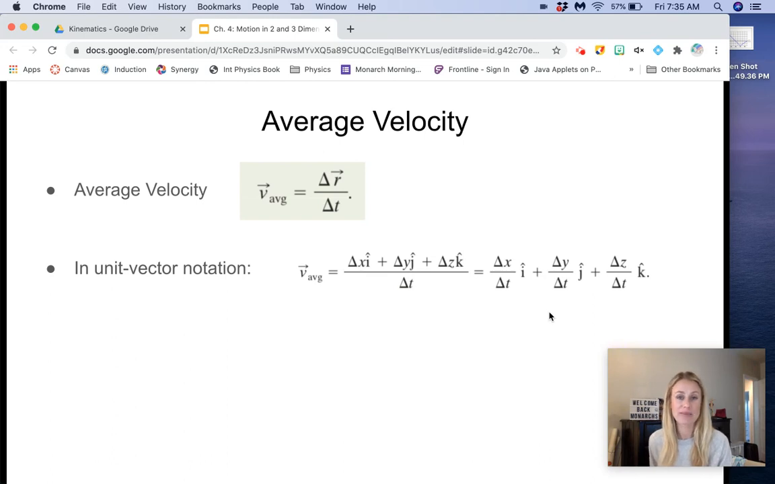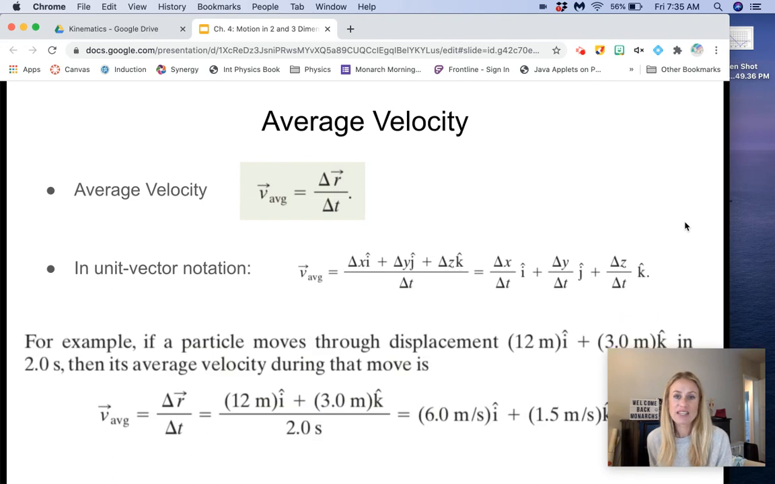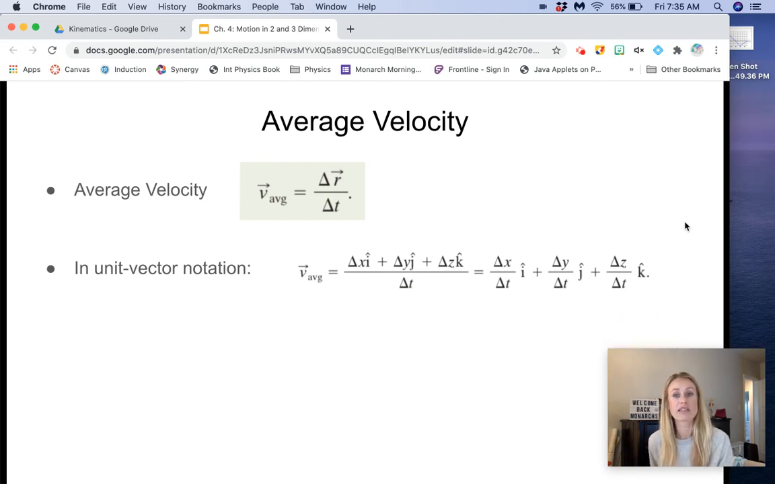And then since that time is on the bottom, you can just distribute that to each of those displacements. So you kind of split it up into these three different fractions right here. And that just gives you the velocity in the x direction, the velocity in the y direction, and the velocity in the z direction.